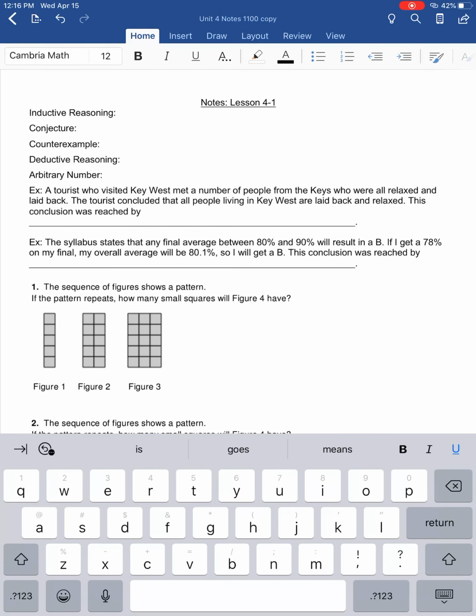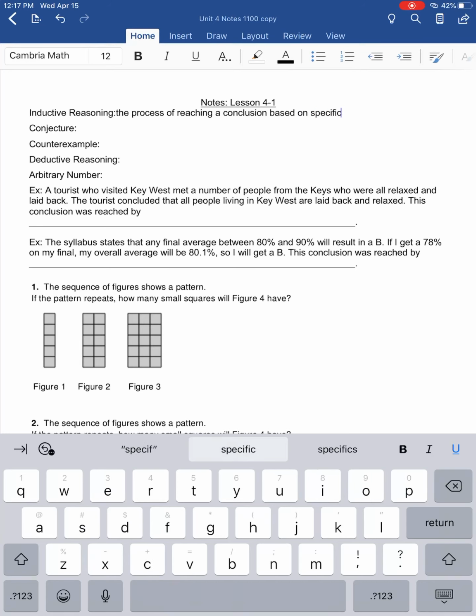All right, so this video is going to cover 4-1 notes. So starting off with inductive reasoning. Inductive reasoning is the process of reaching a conclusion based on specific examples.